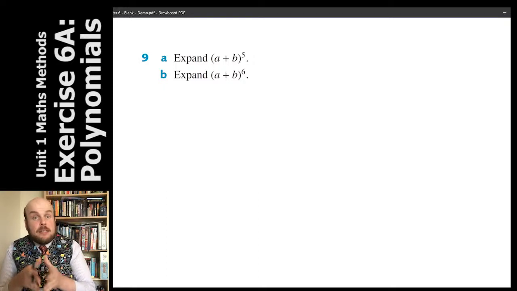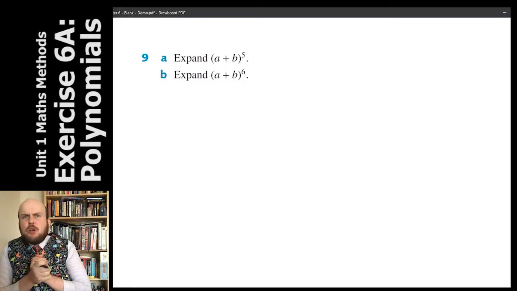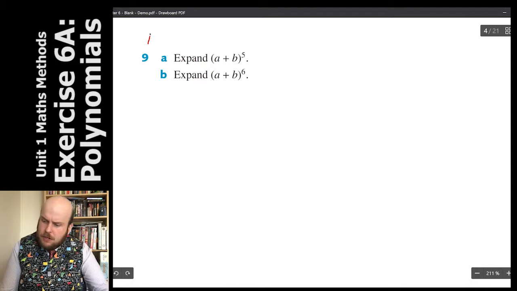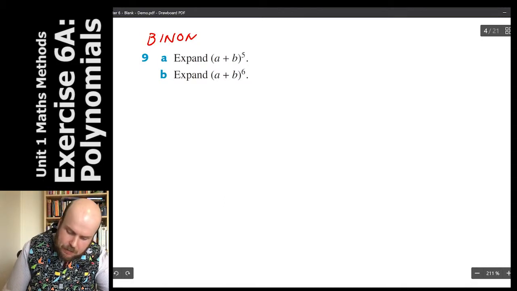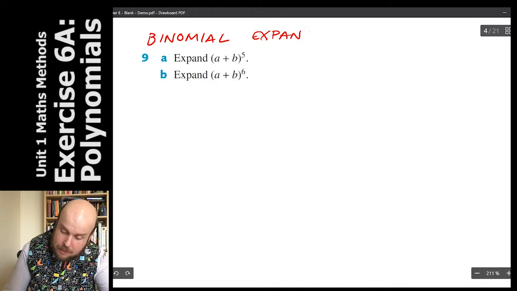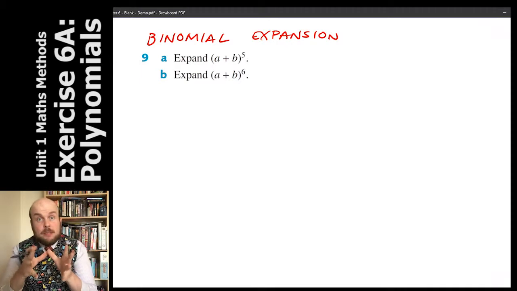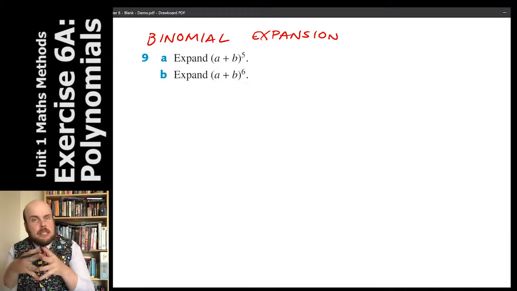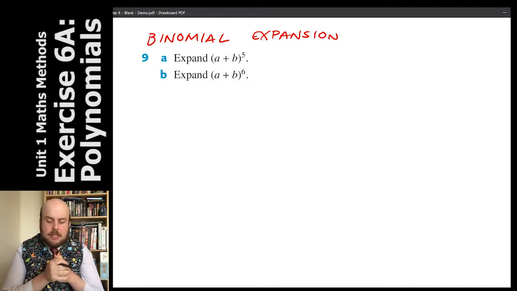Now this question here is about binomial expansion. So binomial expansion, which I'll write up here. Hopefully now that you know about polynomials, you might remember binomial means that I've got two terms, and an expansion means there's lots of brackets involved. I've got this (a + b) to the power of 5.